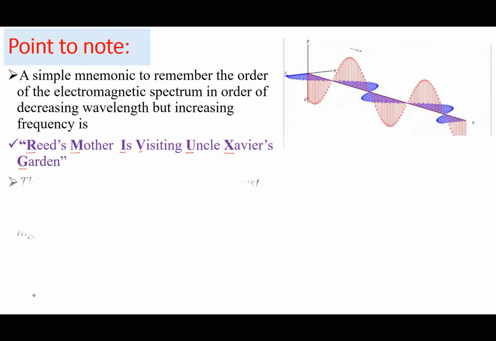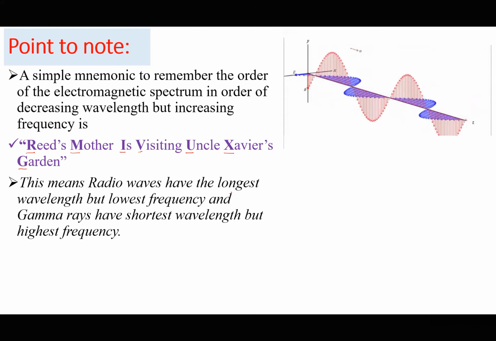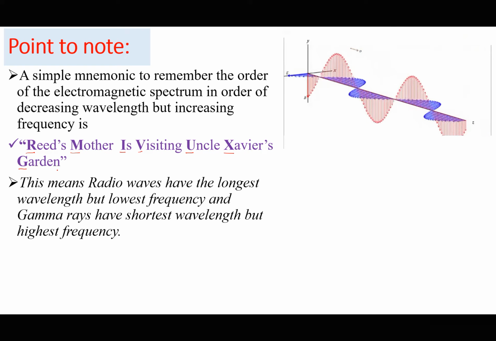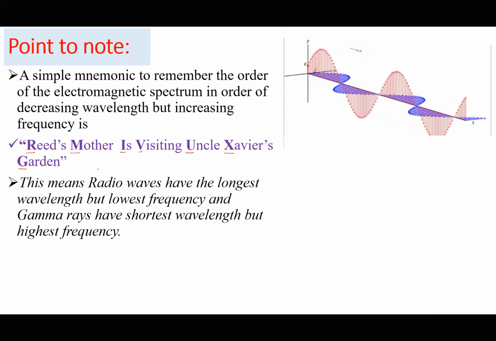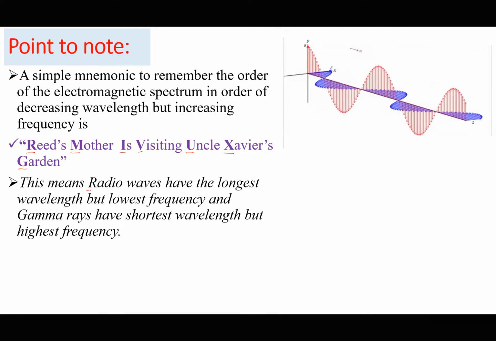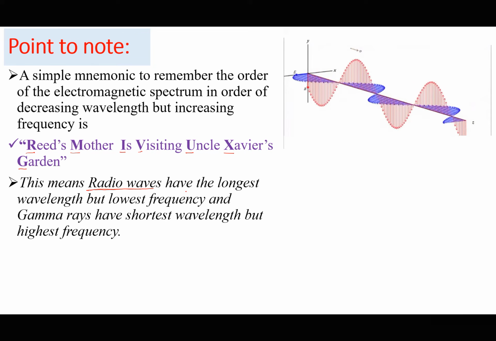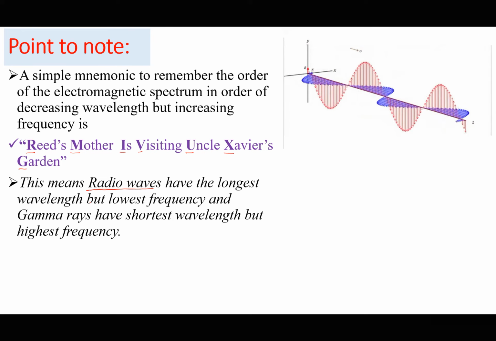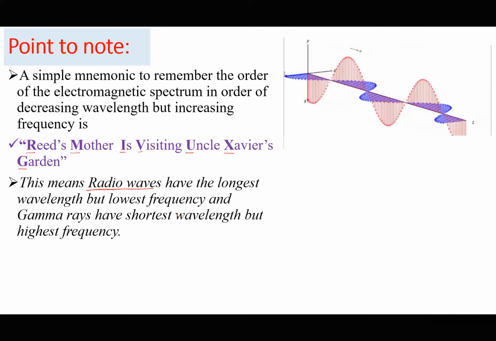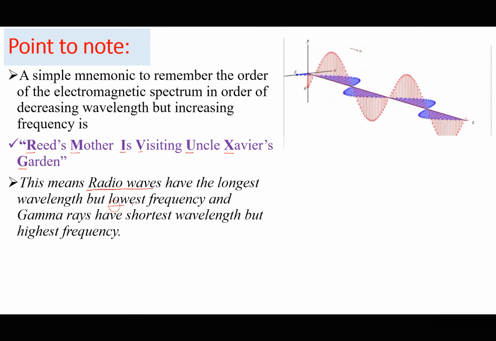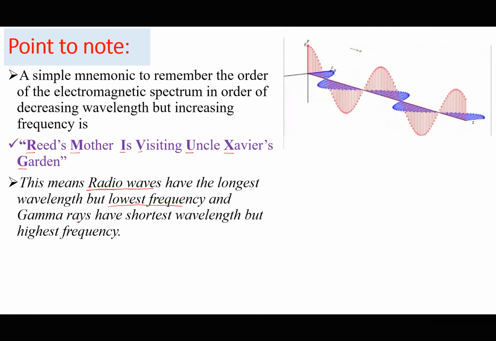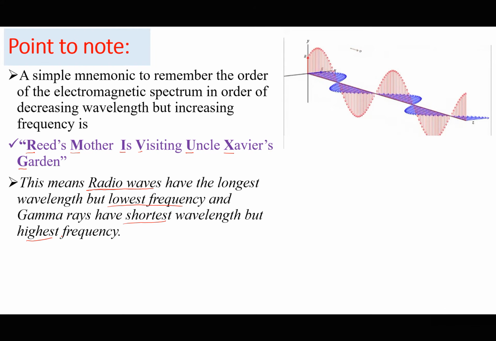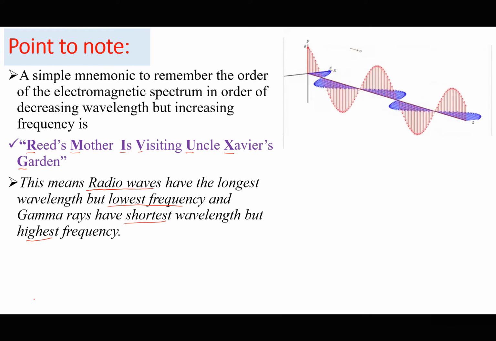So this means radio waves have the longest wavelength. When I move from Reed's to garden, I'm starting with the longest wavelength to the shortest wavelength. Radio waves have the longest wavelength, but remember, wavelength is inversely proportional to frequency, so they have the lowest frequency. Gamma rays will have the shortest wavelength, but they will have the highest frequency. It is very important to note that.